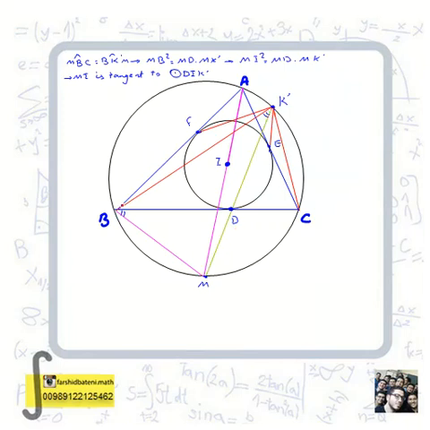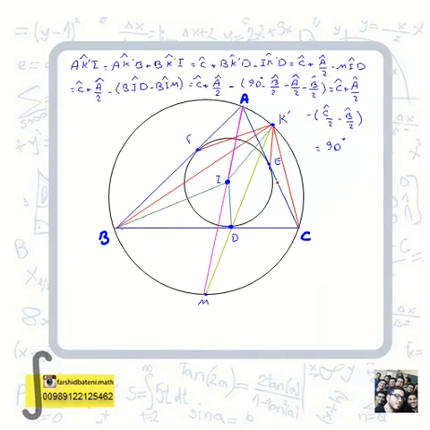So we can say MB to the power of 2 equals MD times MK'. Now we know that MB equals MI. You can prove it by writing the angles IBM and BIM, and then you can see that MIB is an isosceles triangle. So we can replace MB with MI. So MI to the power of 2 equals MD times MK'. So we can conclude that MI is tangent to the circumcircle of K'ID. So now we want to find the angle AK'I. This angle we want to find now.